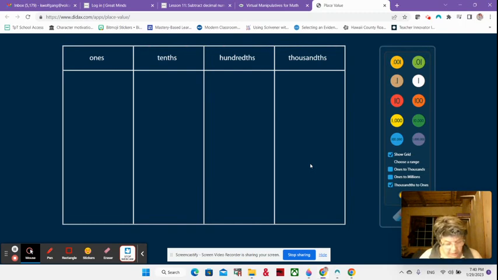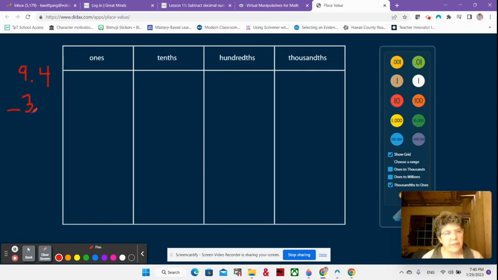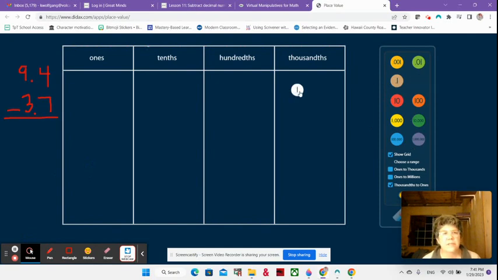Okay, so we're going to look at 9 4/10 minus 3 7/10. Let's see if we can write that somewhere. 9 4/10 take away, minus 3 7/10. And I wrote it vertically. That is one of the ways that we can solve. But what we're going to do right now is solve using our place value discs. So let's pull out our place value discs.